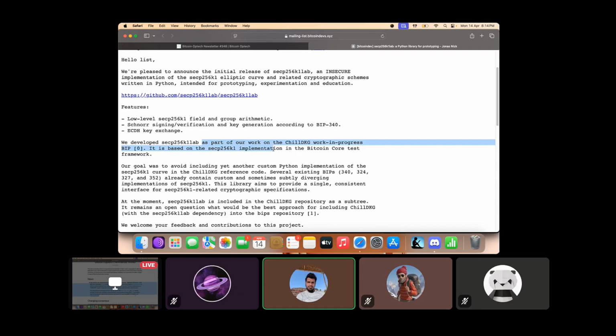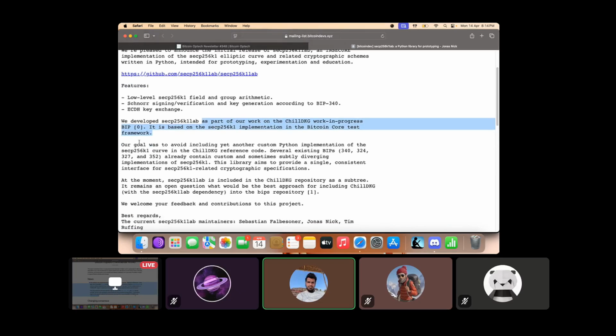It is based on the SecP256K1 implementation in the Bitcoin Core test framework. Our goal was to avoid including yet another custom Python implementation of the SecP256K1 curve in the ChillDKG reference code. Several existing BIPs, 340, 324, 327, and 352, already contain custom and sometimes subtly diverging implementations of SecP256K1. This library aims to provide a single consistent interface for SecP256K1-related cryptographic specifications.